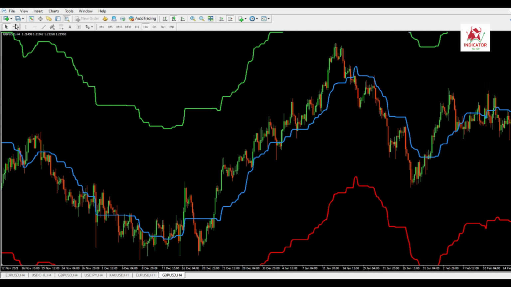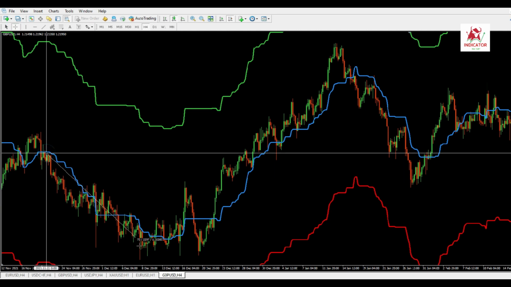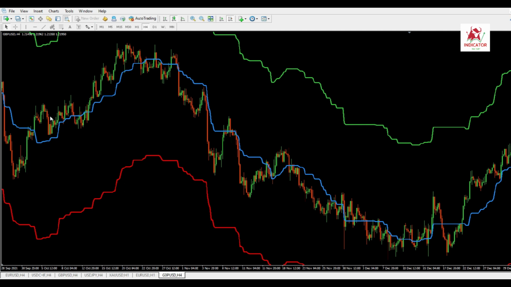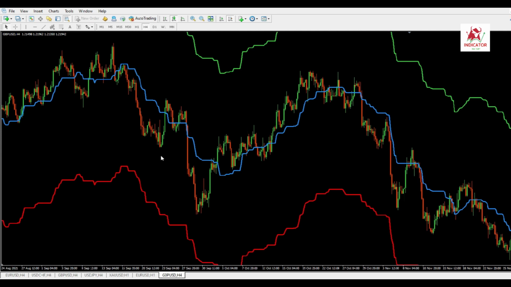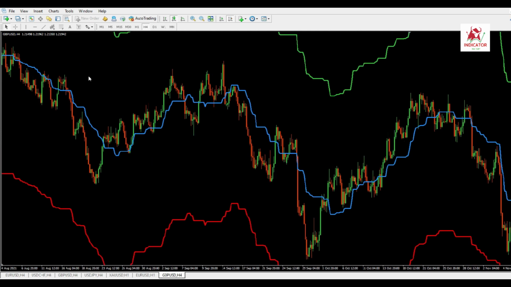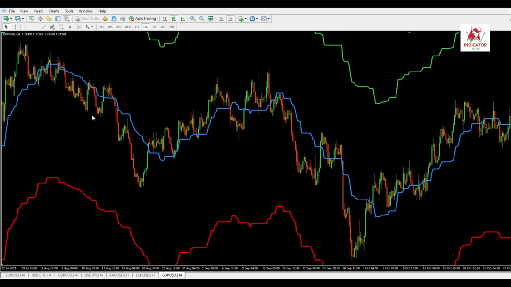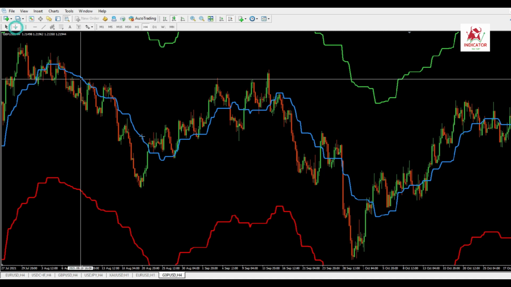The difference between Kijun Sen, baseline, and a simple moving average, SMA. The Kijun Sen is a midpoint of the high and low price over the last 26 periods. This is not an average. A simple moving average is an average price over a set number of periods, calculated by adding up the closing prices of those periods and then dividing the total by the number of periods. A 26-period baseline and a 26-period SMA will produce different values and thus provide different information to the trader.